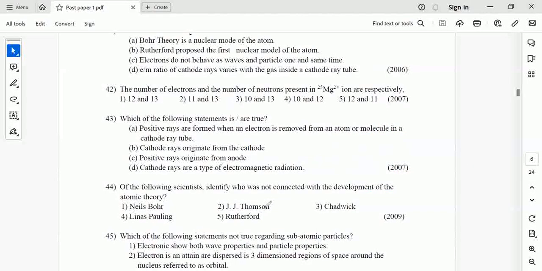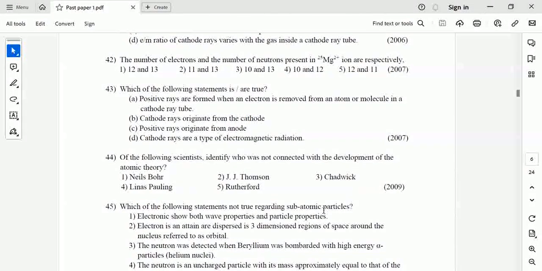C is wrong. Cathode rays are not electromagnetic. We have discussed that there are electromagnetic radiations: cosmic, gamma, X, ultraviolet, visible light, infrared, micro, TV, radio. Only they are electromagnetic. So only A and B are true. First answer.